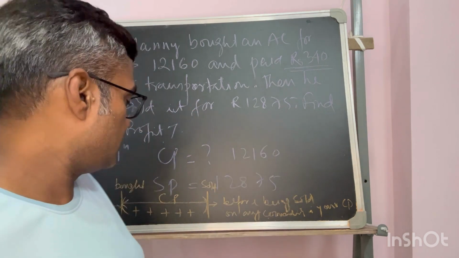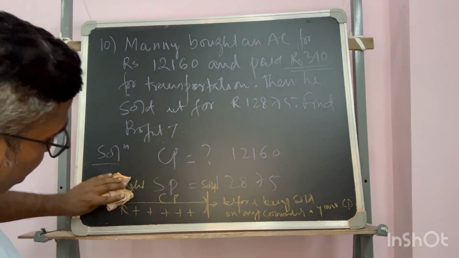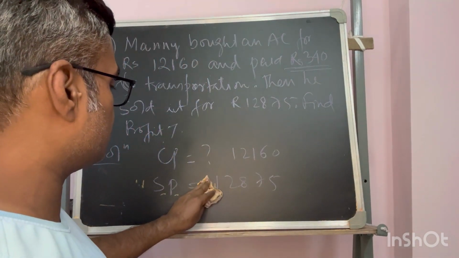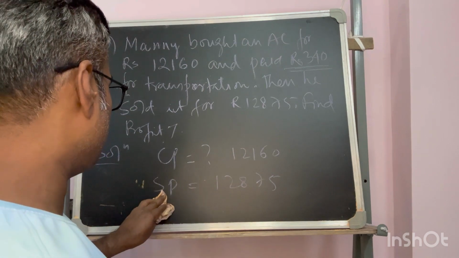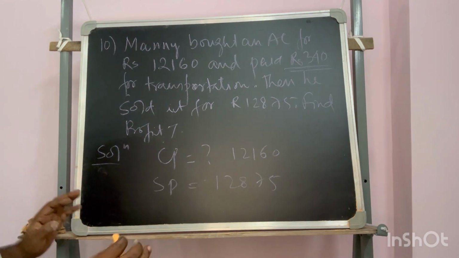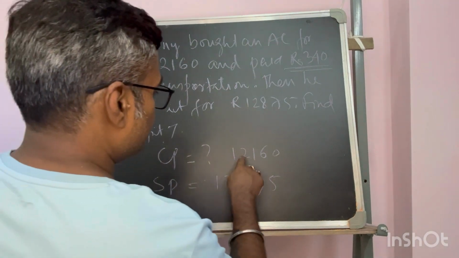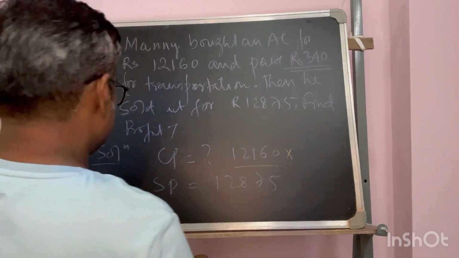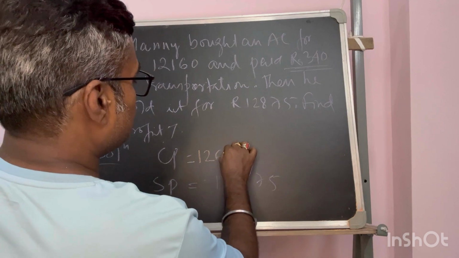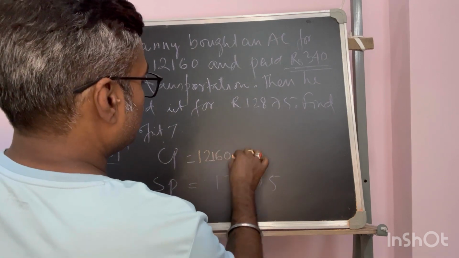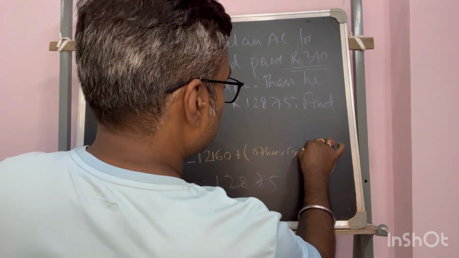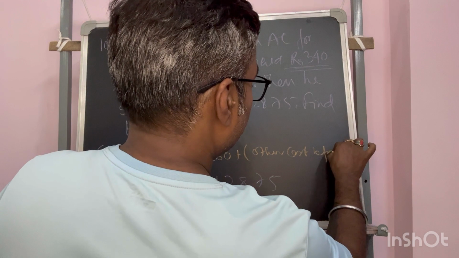Understood? So this is a simple example. But you have to remember, whatever cost is consumed on that commodity before it is sold is to be considered in the cost price. So my cost price is not just this one. The cost price is the price at which I am buying plus other costs before sale.